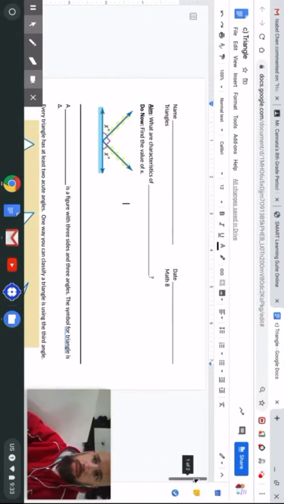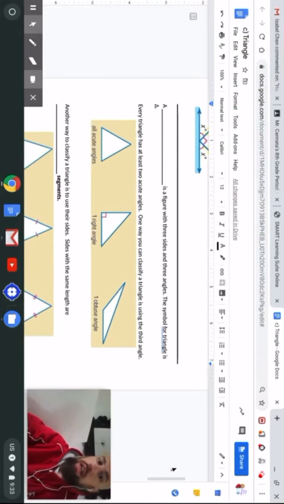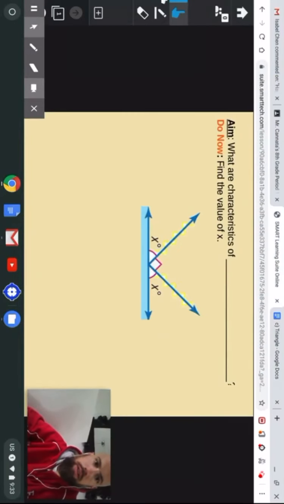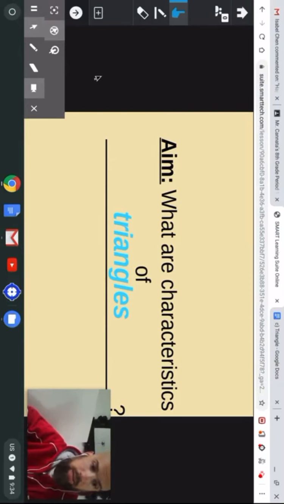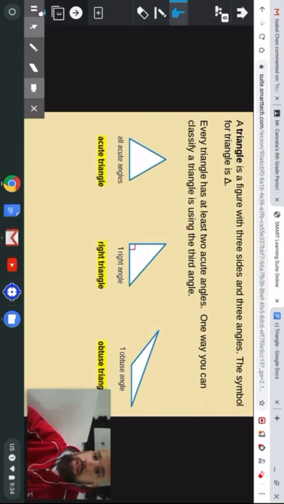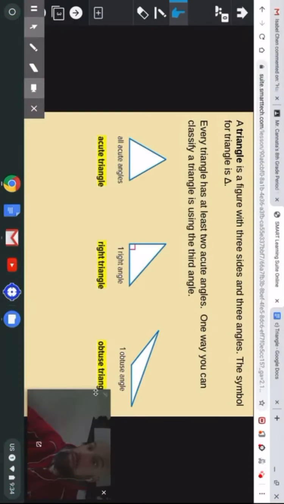All right, so the note sheet is out. Again, the first page is a review. Fill in notes as we go along. Your title is on the next slide: what are the characteristics of triangles? That's what we've been talking about, and I'll go into them again right now. Fill in the blanks. A triangle is a figure with 3 sides and 3 angles. The symbol for triangle is a triangle symbol. Shocking. Every triangle has at least 2 acute angles.